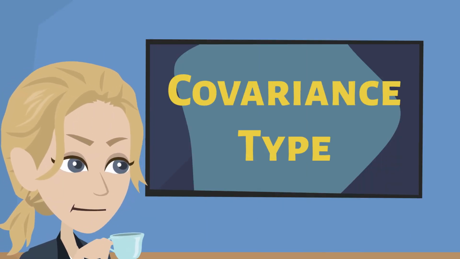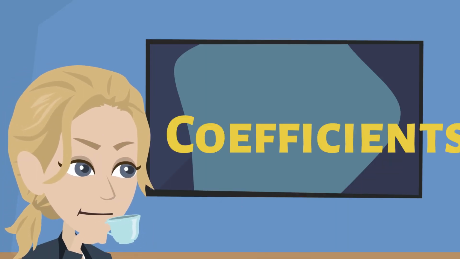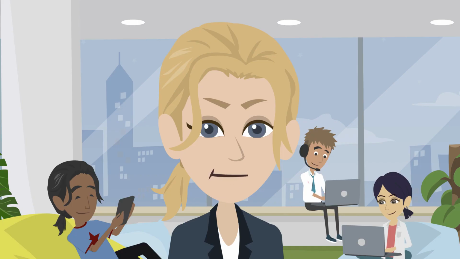Covariance type. The covariance type is the type of covariance estimator used. For example, a non-robust estimator could be used, which means the model doesn't account for heteroscedasticity or autocorrelation. Coefficients. Coefficients represent the estimated values of the parameters in the regression equation, which describes the relationship between the independent variables, also known as predictors or features, and the dependent variable, also known as the target or outcome.